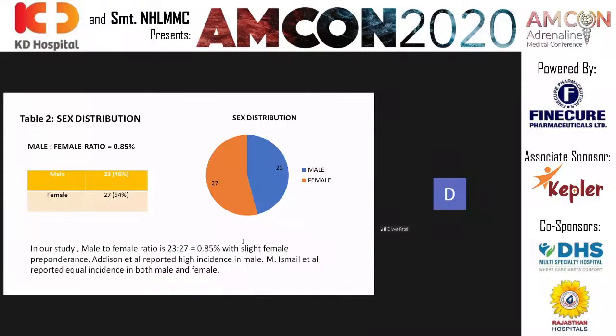Sex distribution. In our study, the male to female ratio is 0.85 with slight female preponderance. Addison and colleagues reported high incidence in males, and M. Ismail and colleagues reported equal incidence in both males and females. And this is a pie chart showing sex distribution amongst abdominal tuberculosis patients. Next.